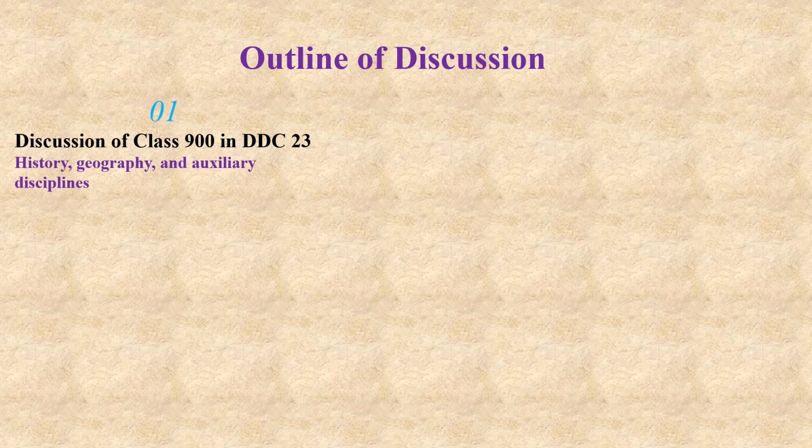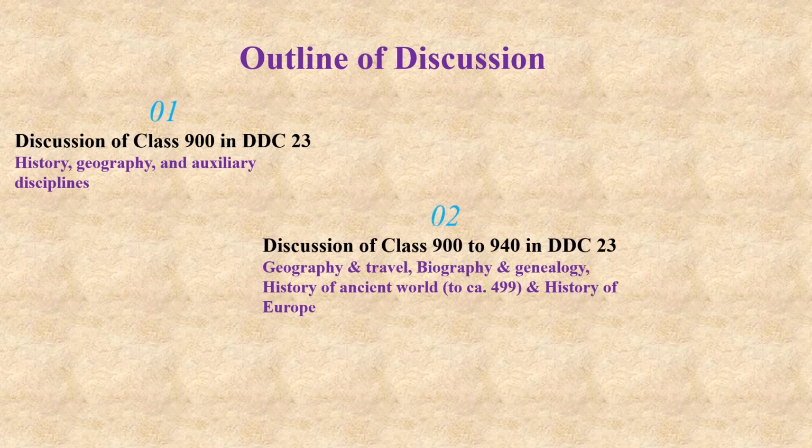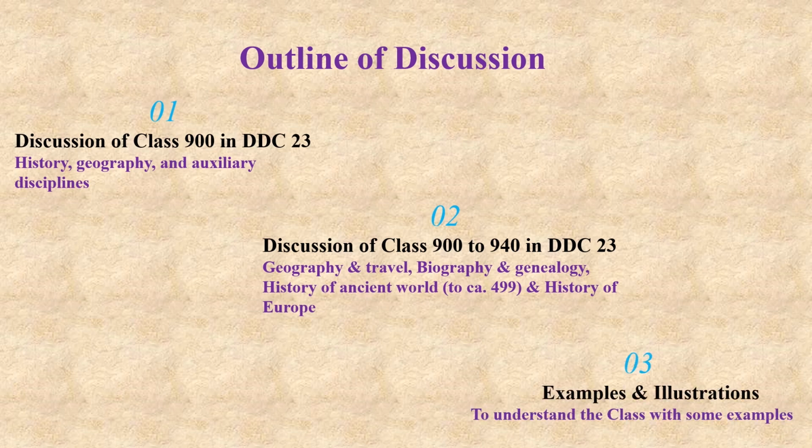Now dear learners, see the outline of today's discussion. That means what we will discuss in this class. First we will see an outline of this discussion, which has been divided into 3 parts. Discussion on class 900 in DDC 23rd, that is history and geography. Division of class 900 to 940 in DDC covering various topics such as history, geography and auxiliary disciplines, geography and travel, biography and genealogy, history of ancient world to CA 499 and history of Europe. And we will see some examples and illustrations for better understanding of these classes.